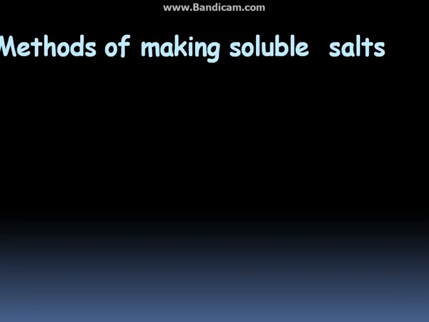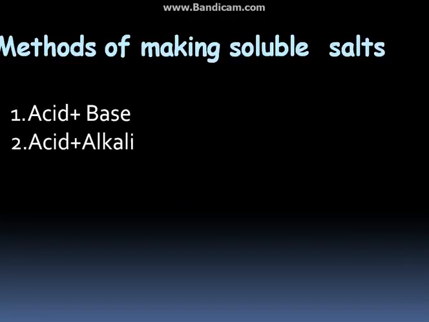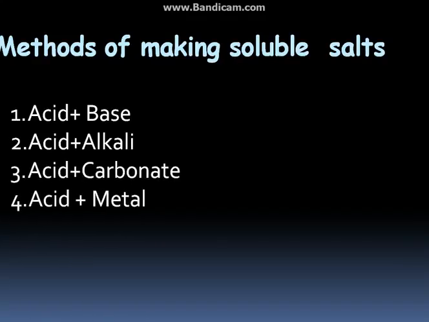Methods of making soluble salts. First is to react an acid with a base. Next is to react an acid with an alkali. Next is to react an acid with a carbonate. And last is to react an acid with a metal. So these are the four ways of making soluble salts. Now let's have a look at the products of these four methods.